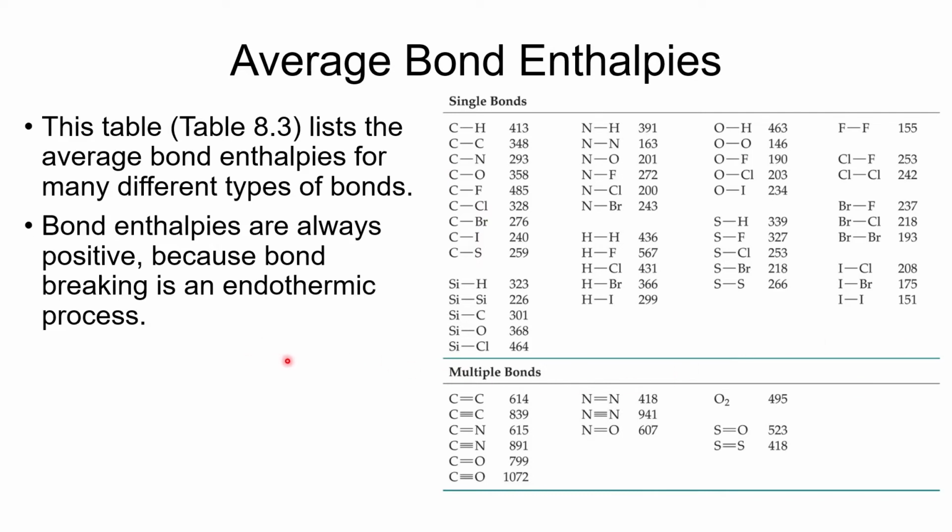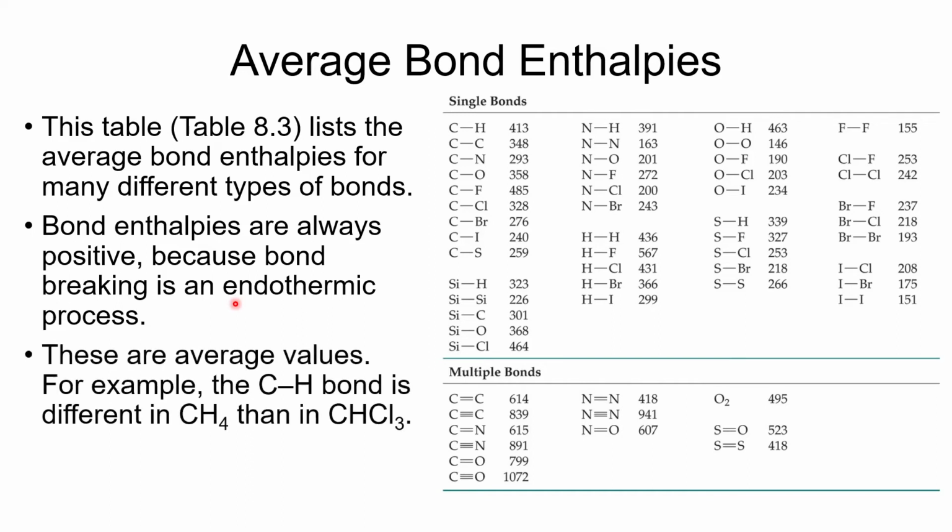There we go. Now it says endothermic. All right, so bond enthalpies are always positive because this is an endothermic process. Since the definition is breaking a bond, that's endothermic. Whenever we make a bond, that's exothermic.